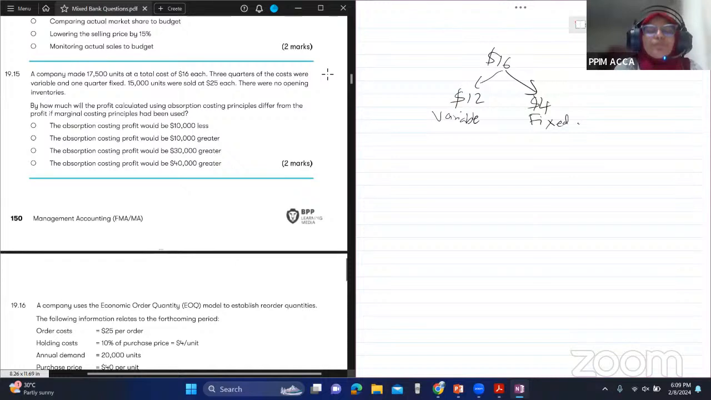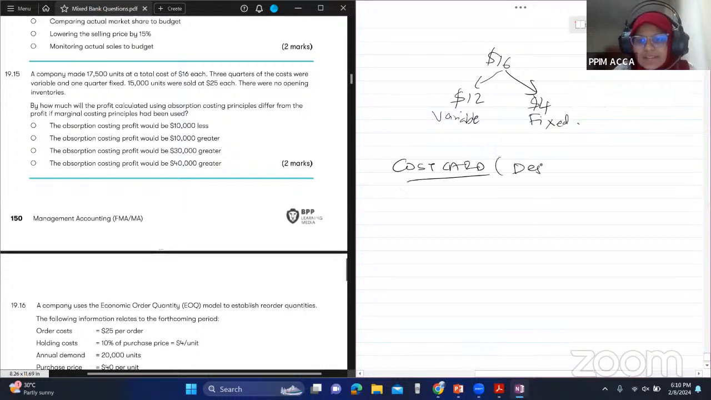For example, if you are making discs and want to know the cost of one disc, you will use either absorption costing or marginal costing, both of which we have covered in this syllabus. So let me quickly run through the difference between them. If you take a cost card, a cost card is basically a breakdown of the costs incurred to make a product. Let's say we are going to make discs.